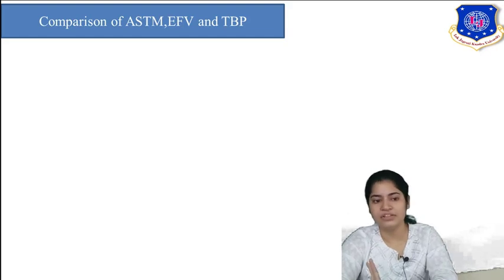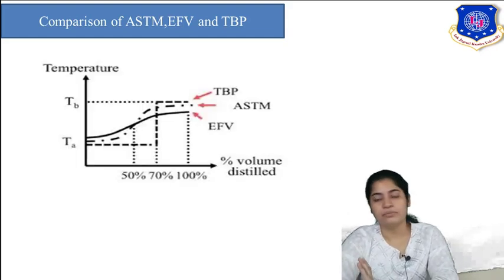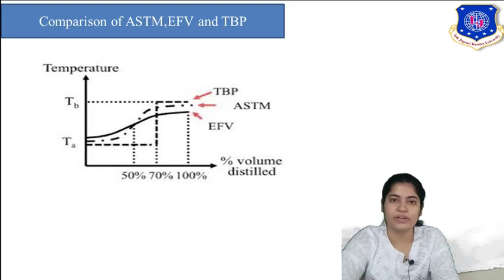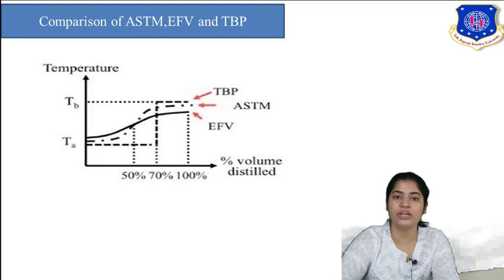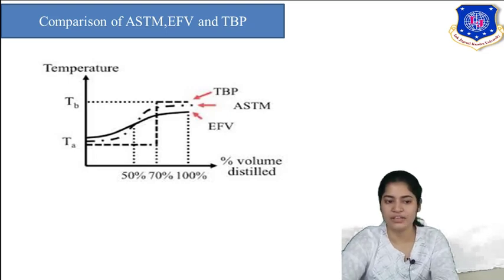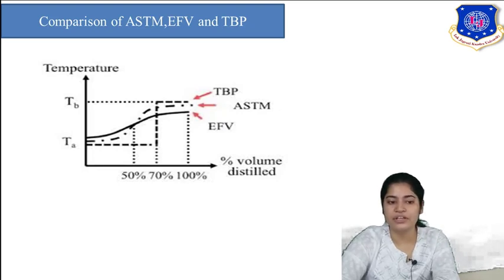Now comparison between these three. Okay, the main aim of this analysis was to have a plot of temperature versus volume distilled. So you can see the initial boiling point, TA and TB. What is TA? TA is your initial boiling point. TB is your final boiling point. So you can see that for true boiling point analysis, your TA, that is the initial boiling point, is minimum, whereas TB, the final boiling point, is maximum.